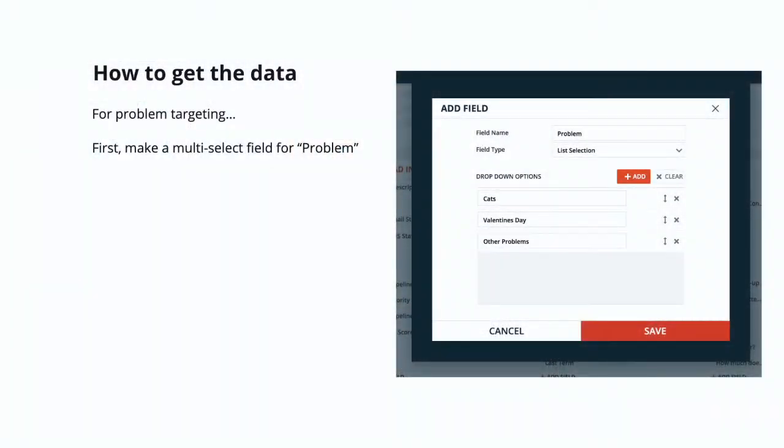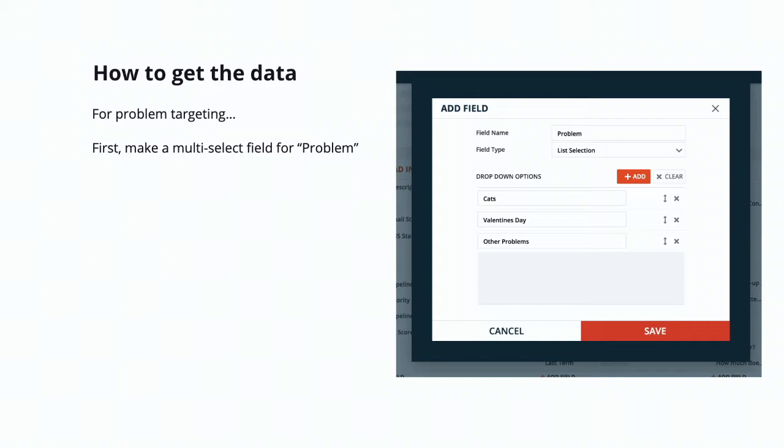Okay, so with all that said, how do we get the data? It's really simple. You don't need to make this any more challenging than it actually is. So if we're targeting by problem, the first thing to do is to create a custom field in your account where you can record what problems they have.